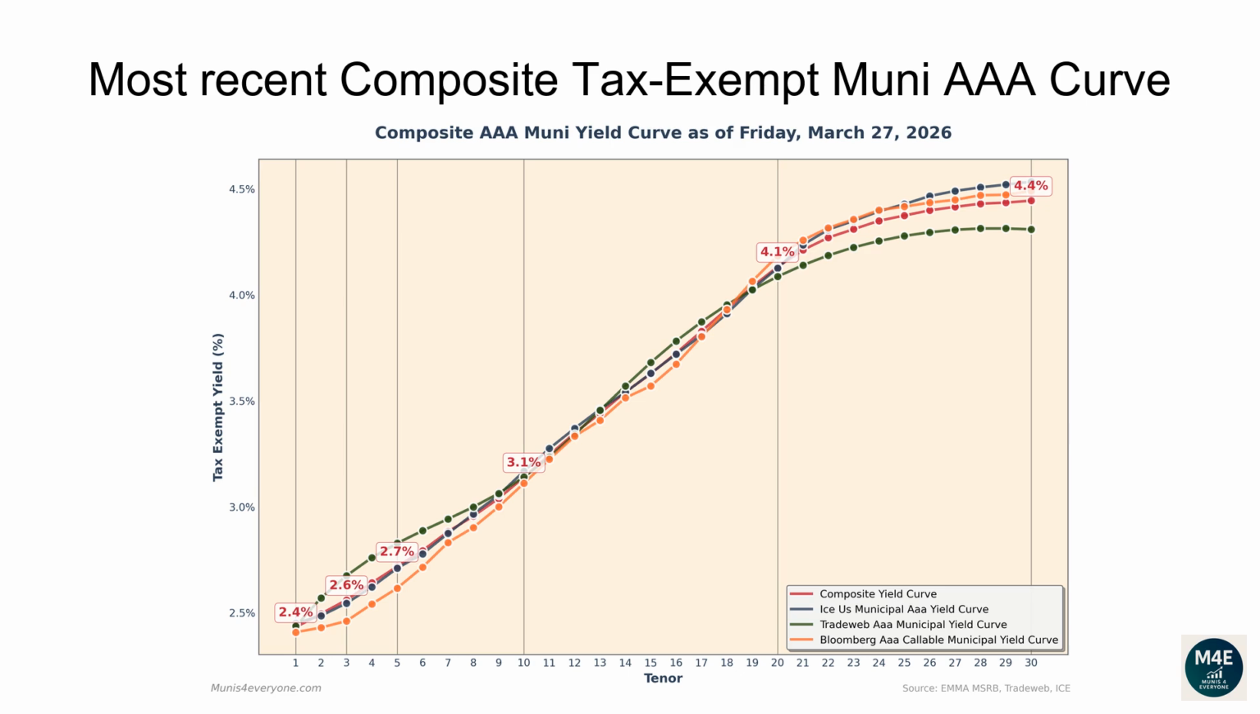The one-year composite tax-exempt yield is 2.43%. The two-year yield is 2.5%. The three-year yield is 2.56%. The 5-year yield is 2.72%. The 10-year yield is 3.14%. The 20-year yield is 4.13%. The 30-year yield is 4.44%.